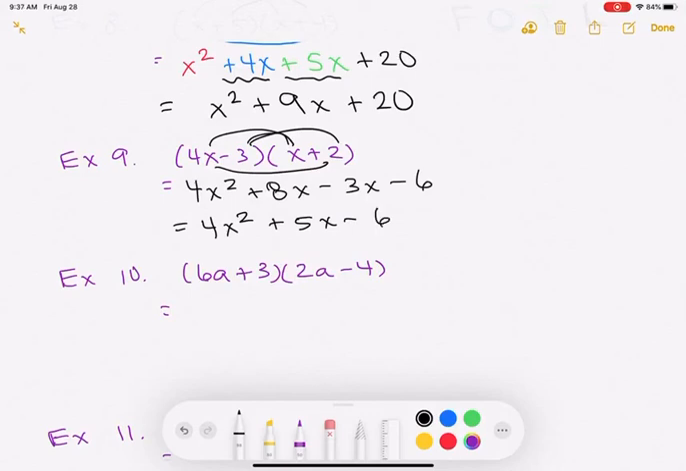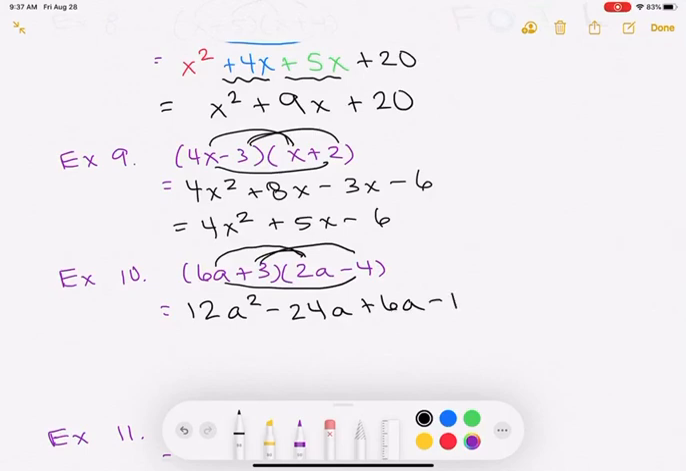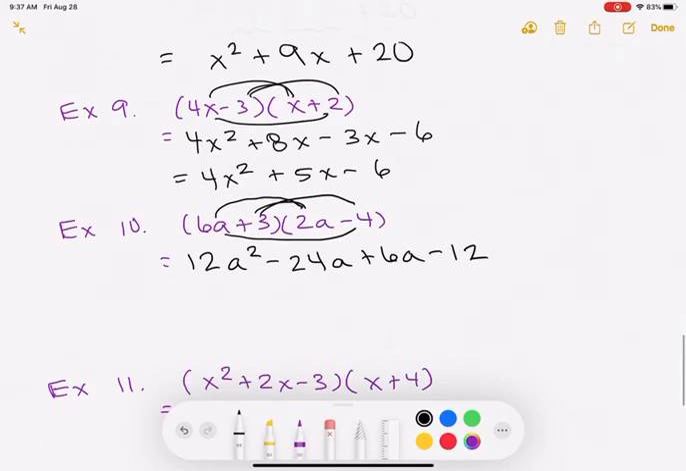On the next one, we have 6a times 2a will give us 12a squared. Outer is going to be a 6a minus 4 will be a negative 24a plus a 6a and then minus 12. Are we done? Not quite. Final step, 12a squared. And we have minus 24a plus a 6a gives us a minus 18a minus that 12.